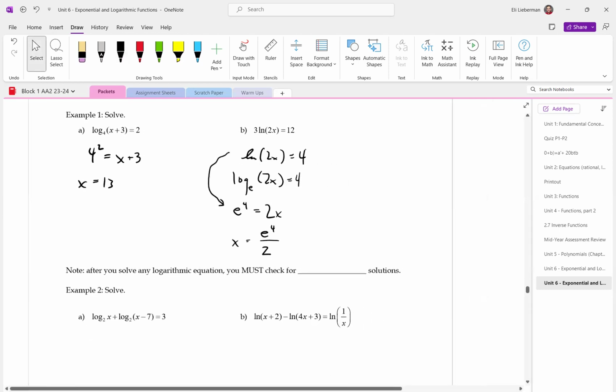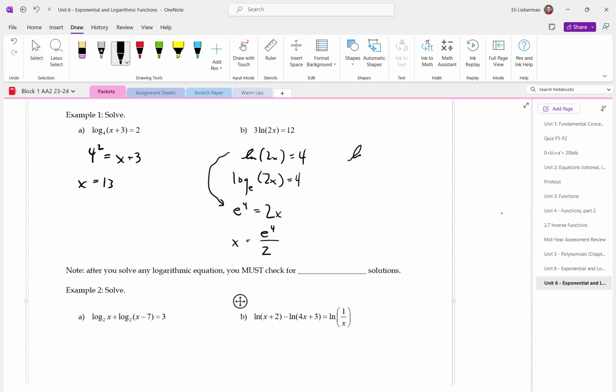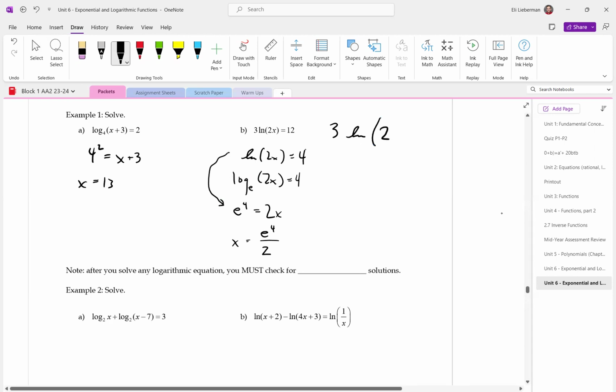Great. Should we check it? See if it's right? Okay, I'm checking. I'll plug it into the first one. 3 times ln of 2 times e to the 4th over 2. So the 2's just cancel each other out. See, it's so beautiful, the 2's cancel each other out here.